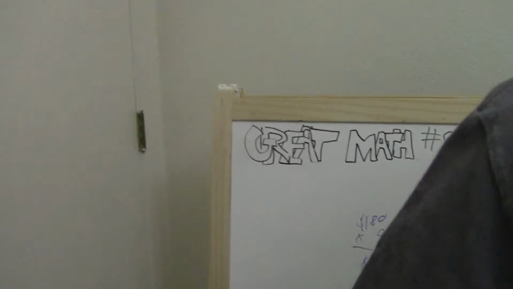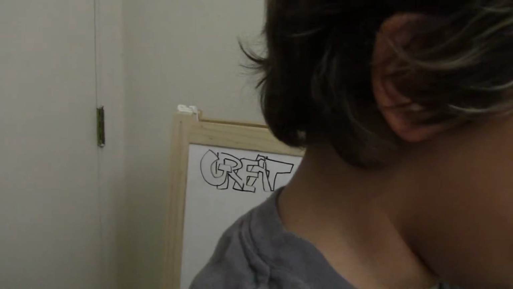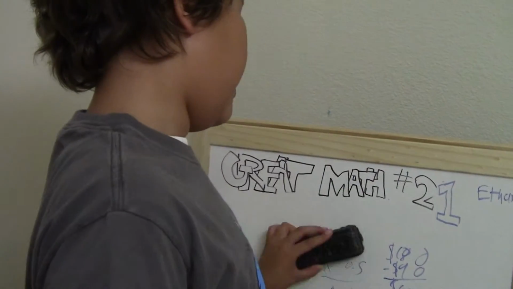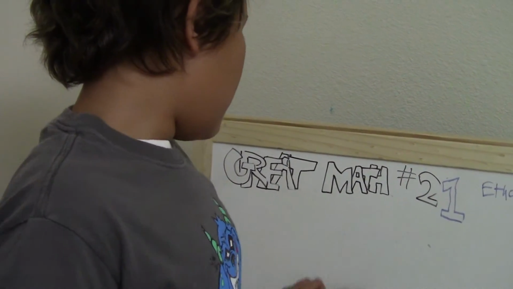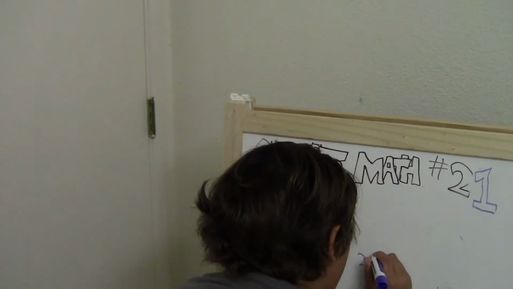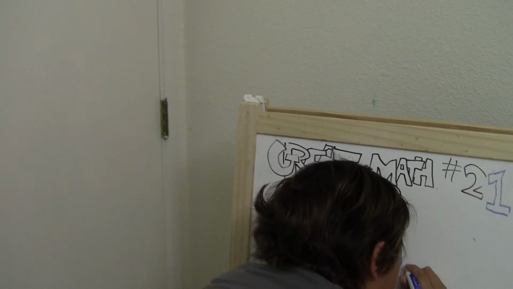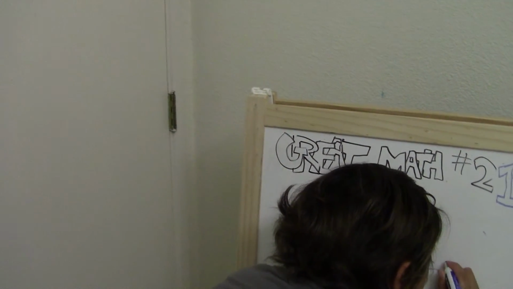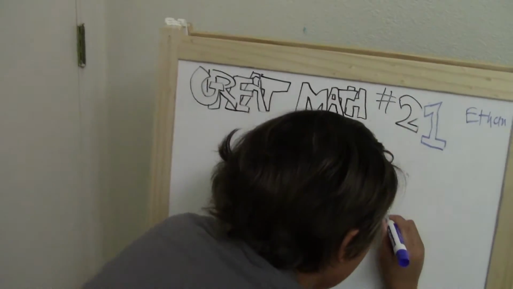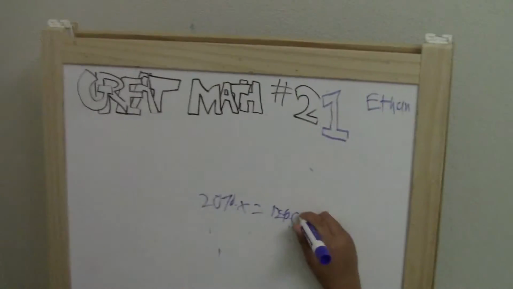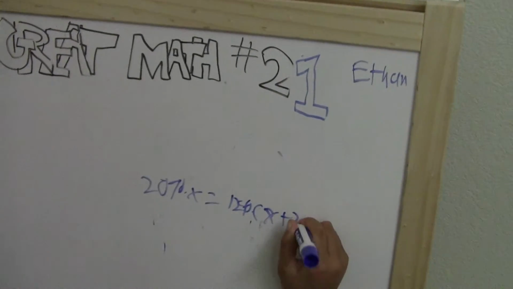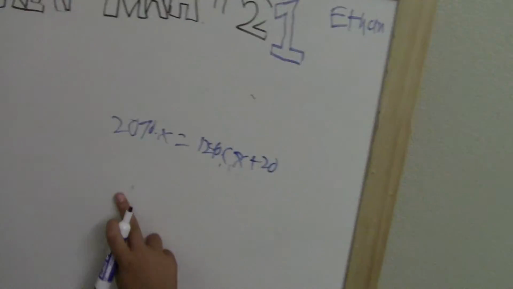Now for the last problem. Really challenging for the mind. Alright, find x if 20% of x, of means multiply, is equal to 12% of x plus 20.